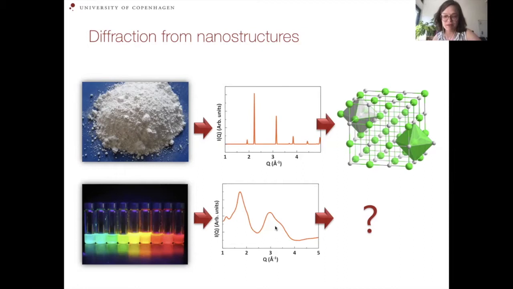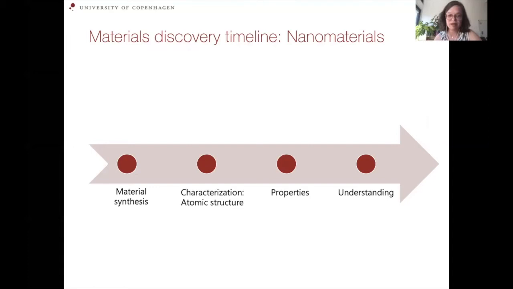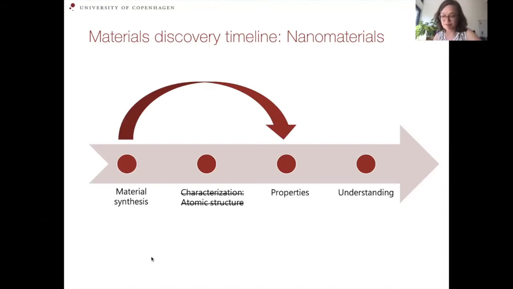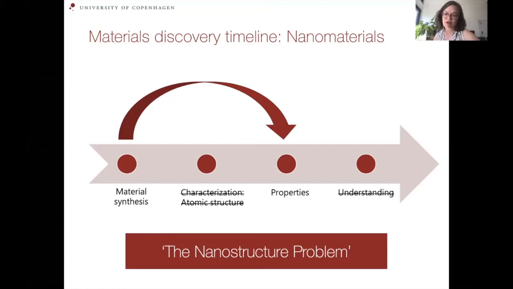Of course, this is something that can be a problem in this material discovery timeline. Because if we cannot characterize the atomic structure, we can characterize the properties and we can understand how we made it, but having this understanding and therefore optimizing how we might make a new material will be lacking. So this is what has been coined for a few years now the nanostructure problem, that we can make nanomaterials, but we cannot really characterize them.